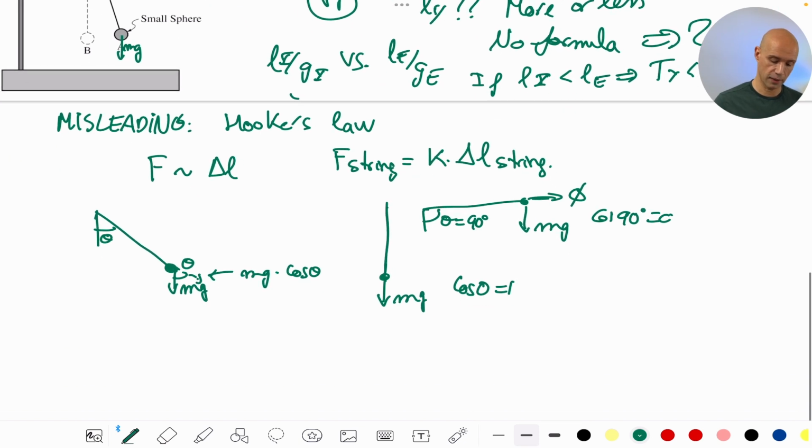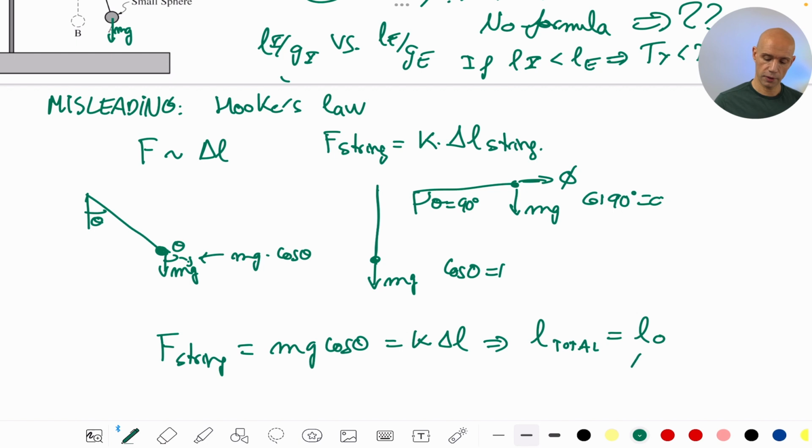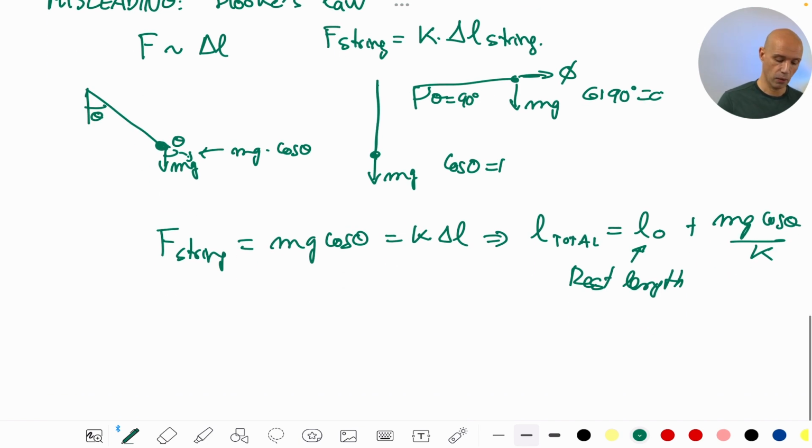So what we have is that the force on the string is, to a good approximation because it's slightly elastic, k times the stretch. The force on the string is mg cosine of theta, and this should be k times delta L, where this is the new stretch of the string. So in other words, the total length of the string should be L naught, the rest length without hanging anything, plus mg cosine of theta divided by k. That's the formula.